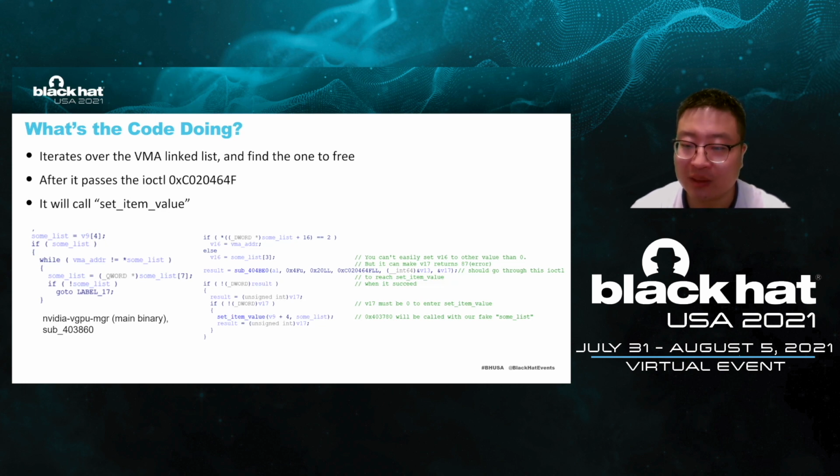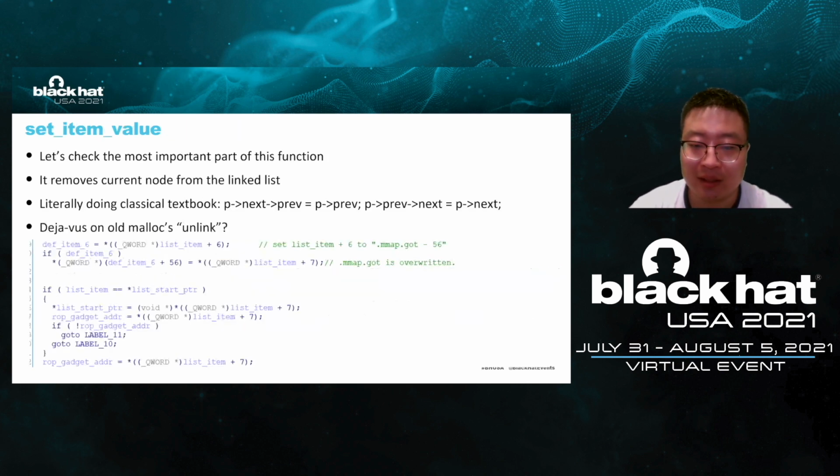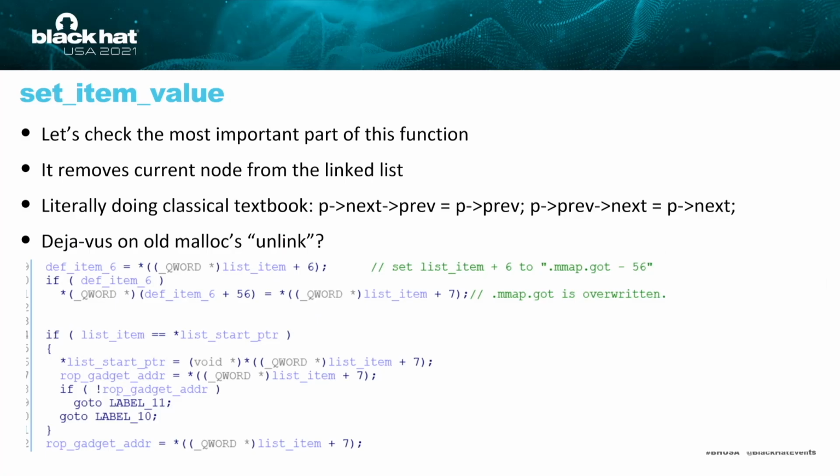And from the developer's point of view, this function is used to remove nodes from the linked list. Let's take a close look at the code logic. In this function, you can see a textbook-like chain removal operation. And as you know, removing a node will inevitably modify the prev and next values of the nodes before and after it. Does this operation remind you of the unlink operation of malloc in older versions of libc? We will also use this opportunity to set the prev and next values in vulnerability exploitation.